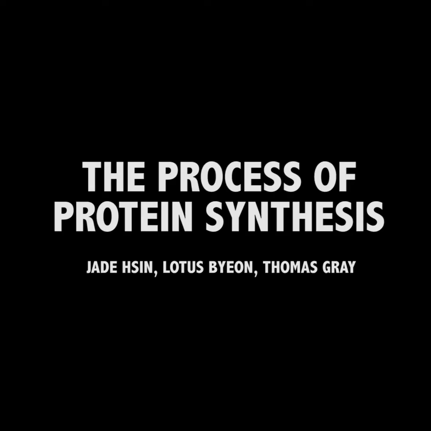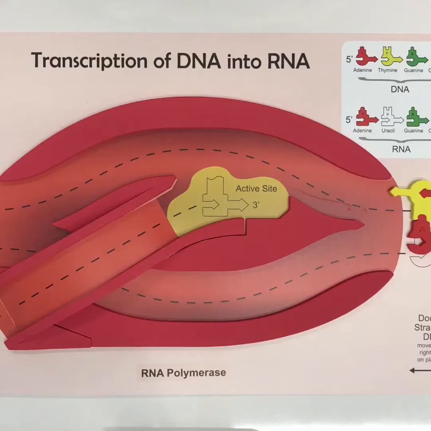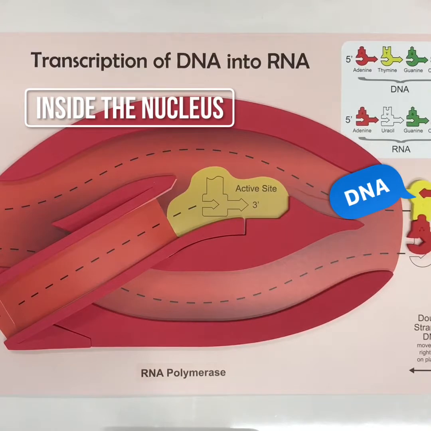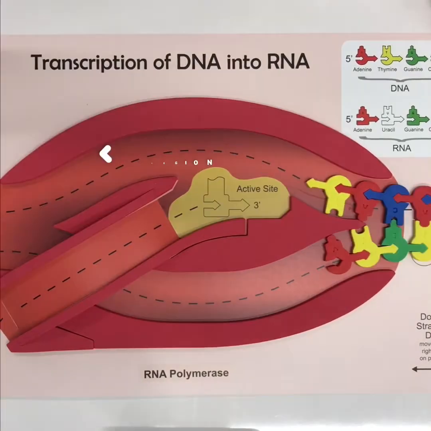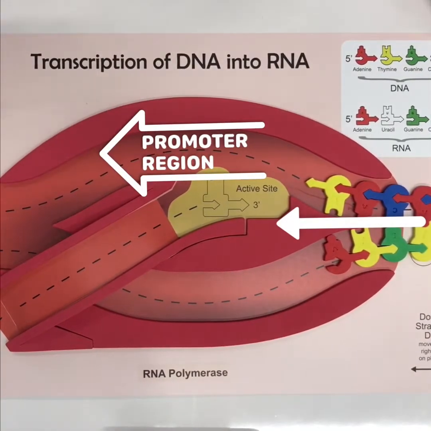This video will cover the process of protein synthesis in eukaryotic cells, including transcription, translation, RNA splicing, and different protein structures. DNA transcription is a process by which mRNA is synthesized, and it occurs inside the nucleus of the cell.